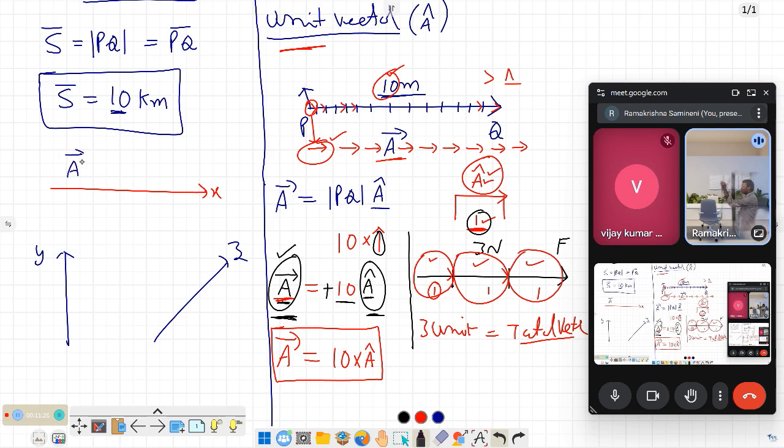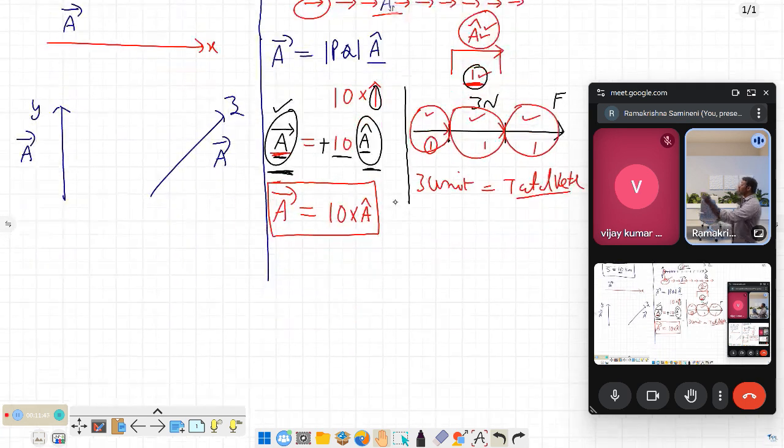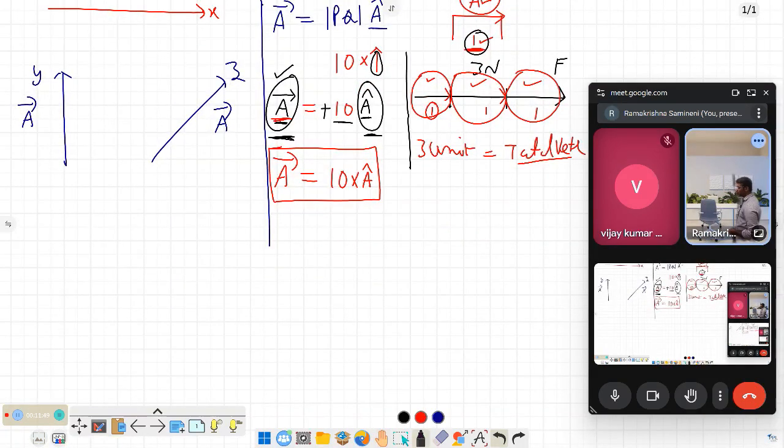This is a vector A. This is also vector A. This is also vector A. Same vector, but the three are not the same vectors. They are not the same type of vectors because their directions are not the same. Next, how to represent these three vectors in terms of unit vector? That is important to understand here.